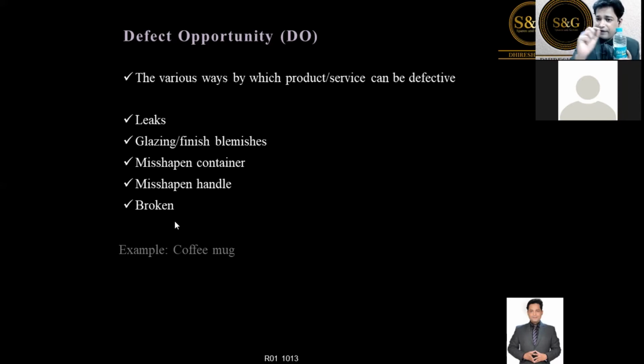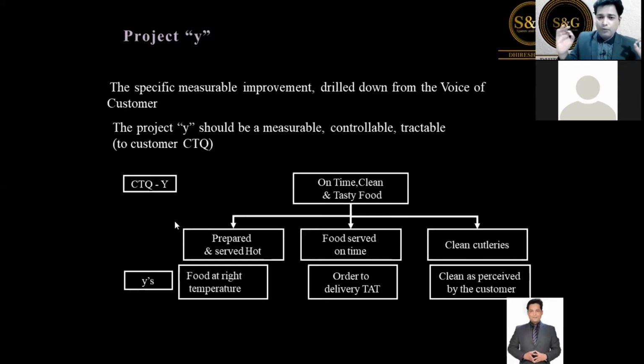If any of the defects comes, that makes the product defective and unusable. It cannot be used or consumed by the customer. So we have collected the voice of the customer, identified CTQ, and defined the specification limit. Anything which goes beyond the specification limit is called a defect. So what are the defect opportunities? We identify the defect opportunities, and those defect opportunities, my friends, can give birth to the project. That is what a Project Y is all about.